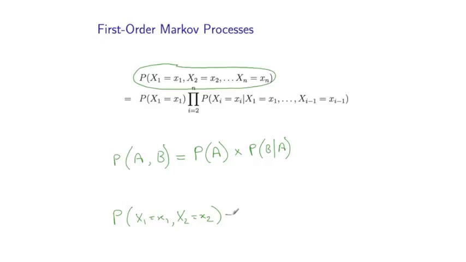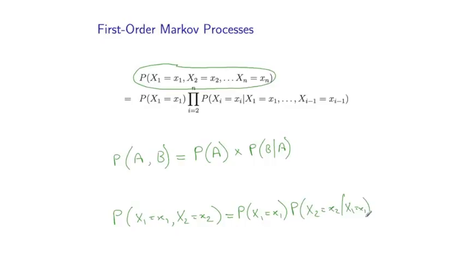And if we apply this to this very simple case where we have a sequence of length 2, this means I can decompose this as the probability that x1 takes the value little x1, multiplied by the probability that x2 takes the value little x2, given that x1 is equal to little x1. Okay?